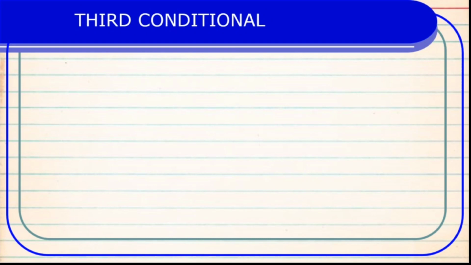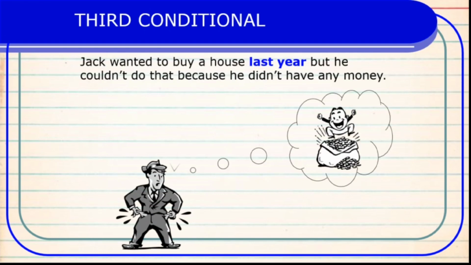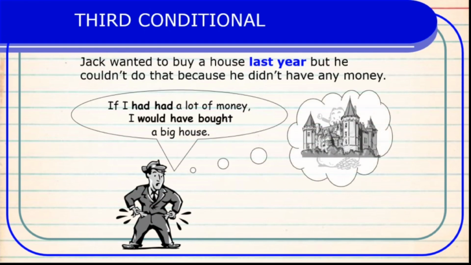Let's move on to the next one, the third conditional. Let's go back to this situation. Jack wanted to buy a house last year, but he couldn't do that because he didn't have any money. If I had had a lot of money, I would have bought a big house. As you can see, there is an emphasis on the time, which is last year, which is already in the past. The first and second conditionals talk about the future, while in the third conditional, we talk about the past.